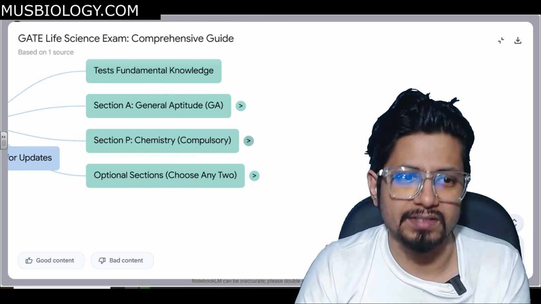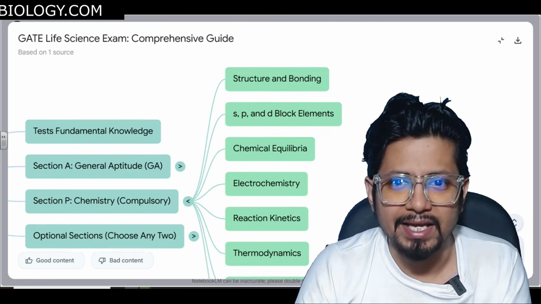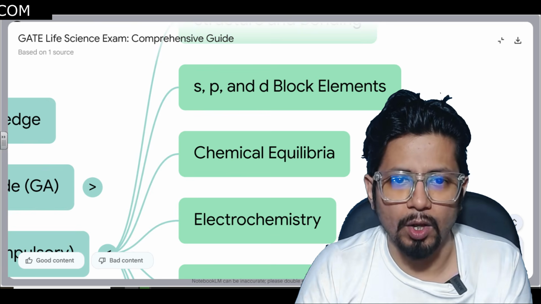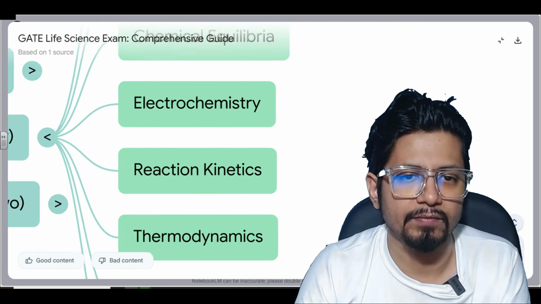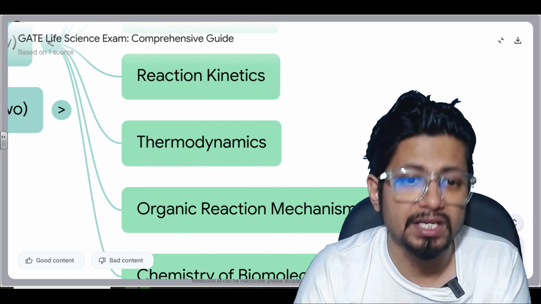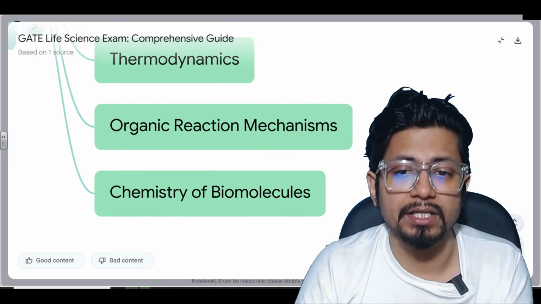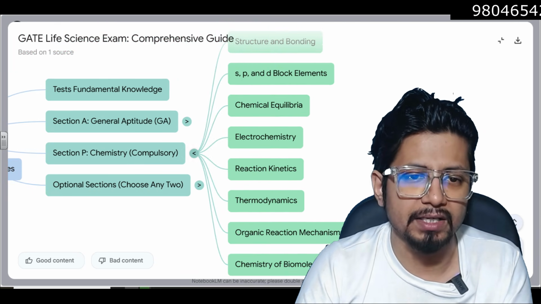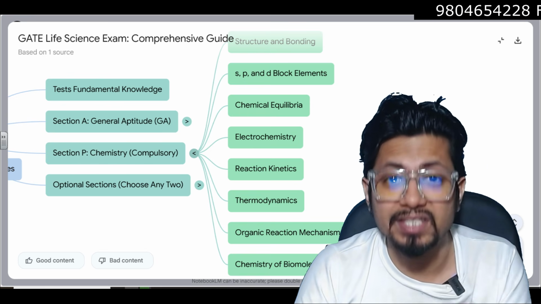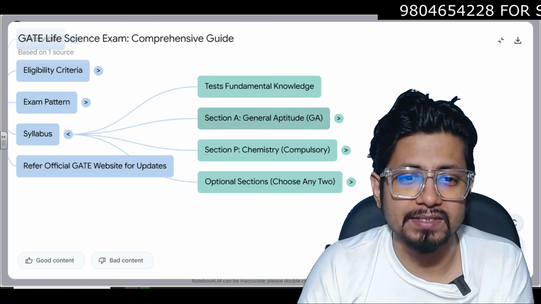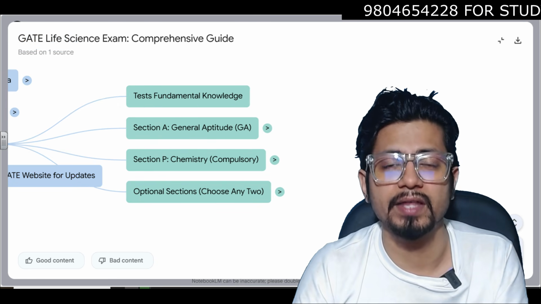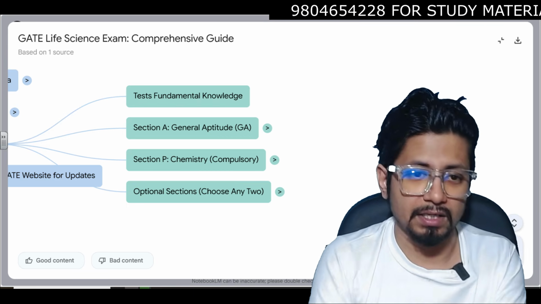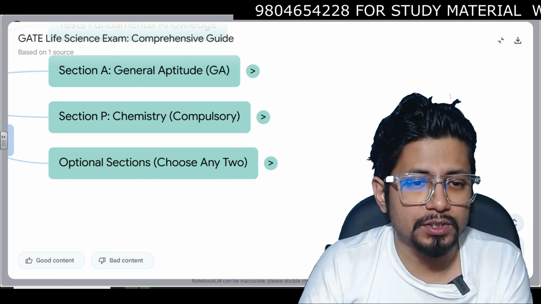Then there is another compulsory section, that is chemistry, and here we have structure and bonding, s, p and d block elements, chemical equilibria, electrochemistry, reaction kinetics, thermodynamics, organic reaction mechanisms and chemistry of biomolecules. All these things will be under the compulsory chemistry syllabus. You cannot skip it, you need to attend this. And section A and section B, these 2 sections together will consist of 40% of the total marks of the GATE Life Science paper. Next we move to the optional section.